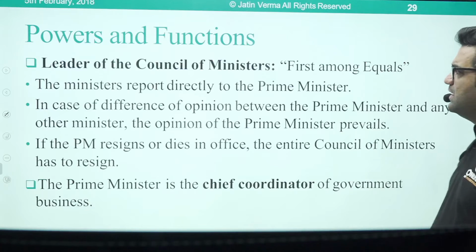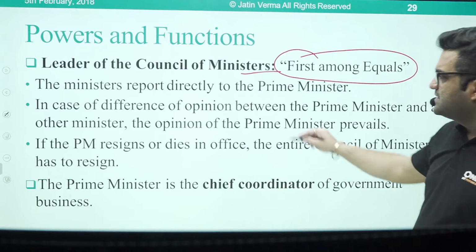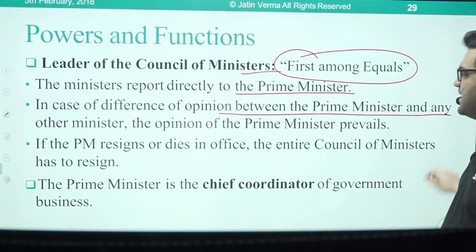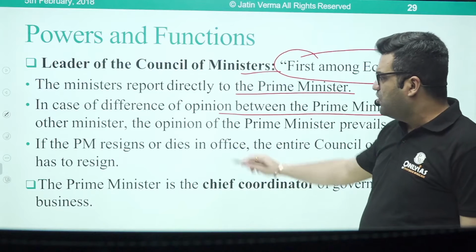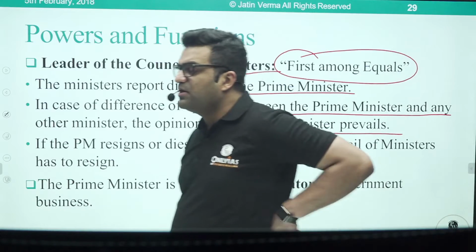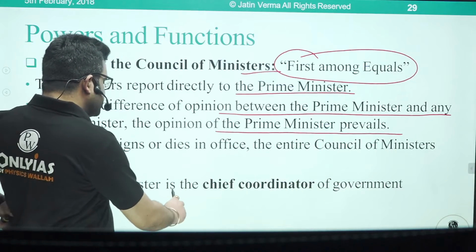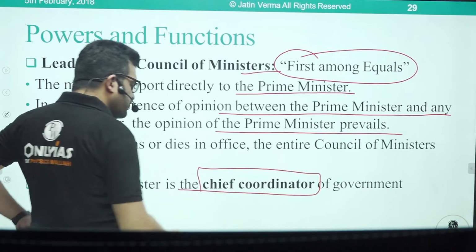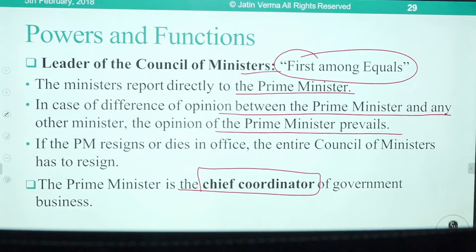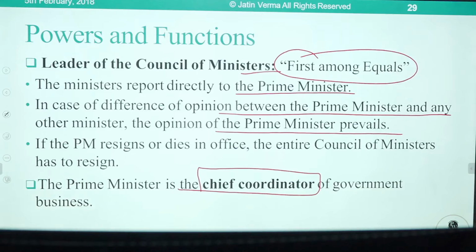Okay. Now, leader of the Council of Ministers. He is the first among equals. The ministers report directly to the Prime Minister. In case of difference of opinion between the Prime Minister and any other minister, the opinion of the Prime Minister shall prevail. He calls the final shots. Okay, so this is there. Now, the Prime Minister is the chief coordinator of the government, the chief coordinator of the government's business also. All right. So this is there through the cabinet, through the Prime Minister's office. All those things are given.